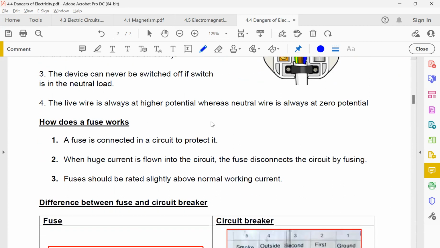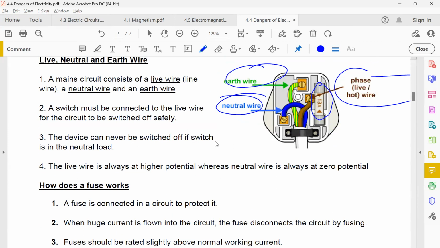So what about the 2-pin plug? Very good question. Guys, what about the 2-pin plugs? Usually you notice that any electrical device that has a 2-pin plug generally uses very, very low amounts of voltage or current. For example.